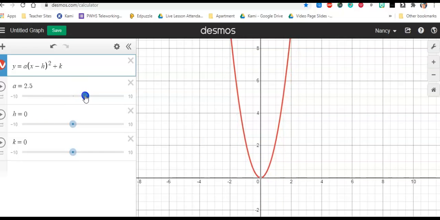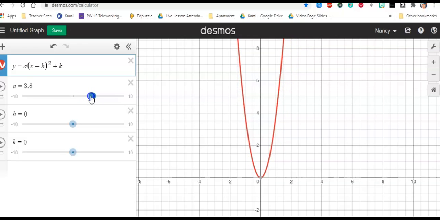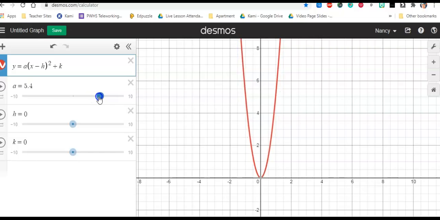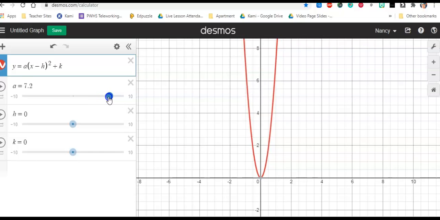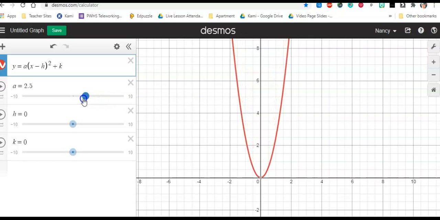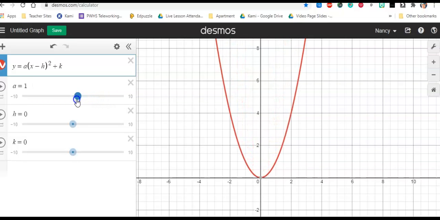That is called a vertical stretch. I want you to imagine that you were pulling this parabola from the top and the bottom. It would become skinnier, and that's kind of what I think about. So as I go bigger, it becomes skinnier. All right, now let's go back to 1. Okay, there's the parent function.